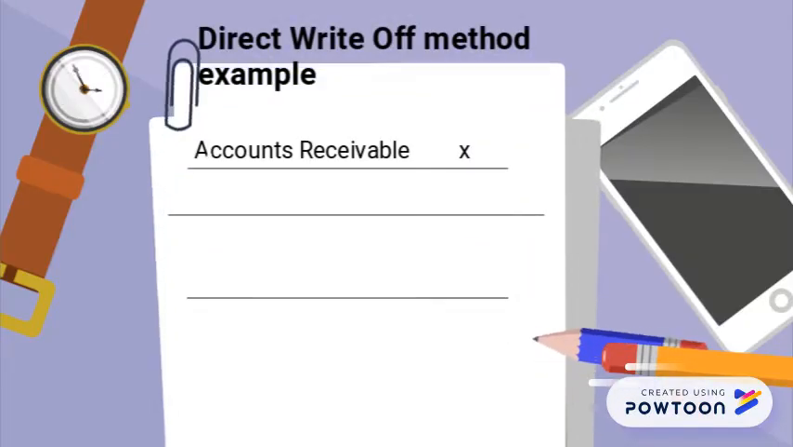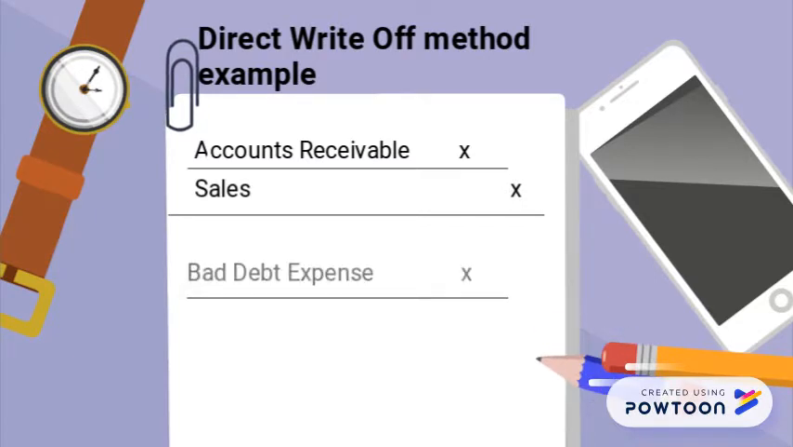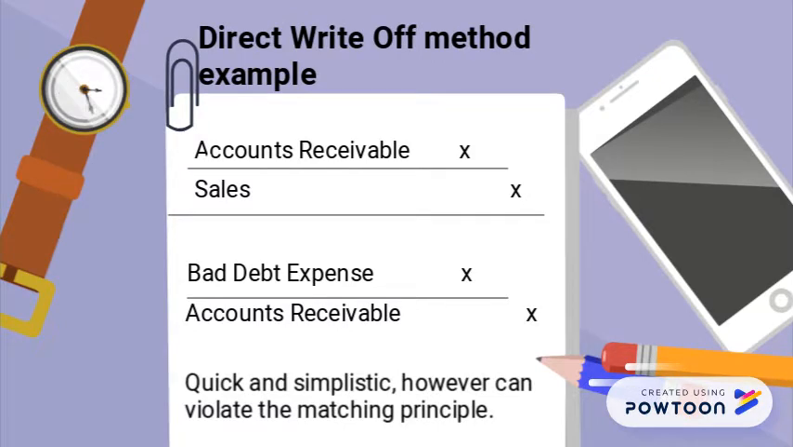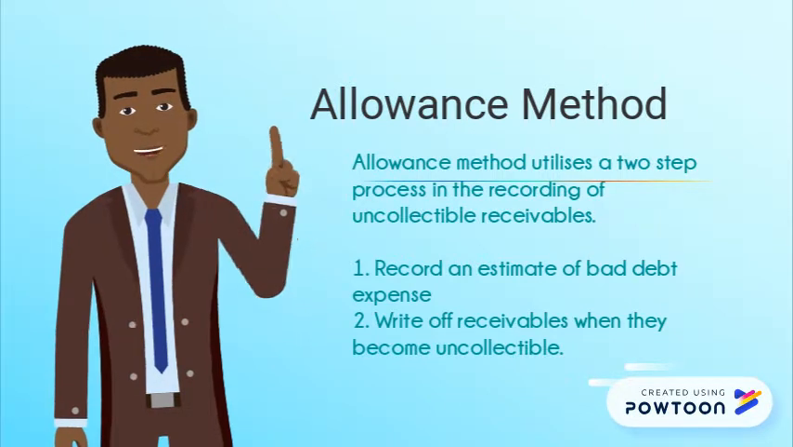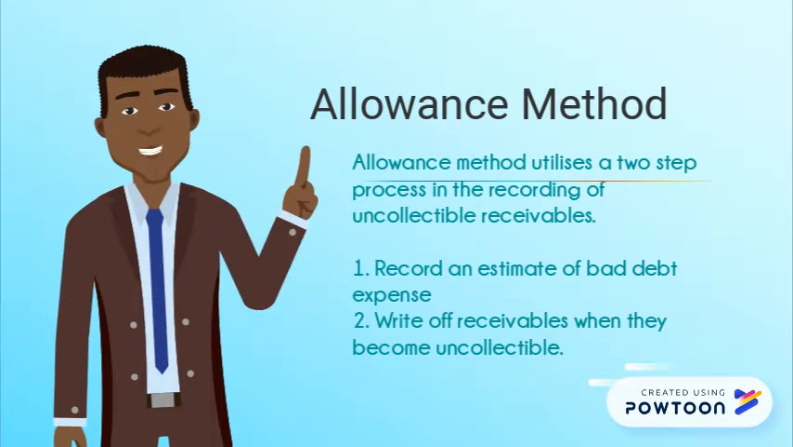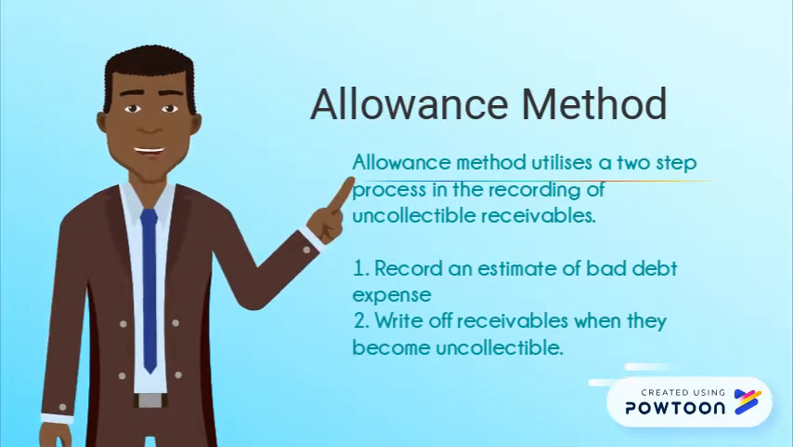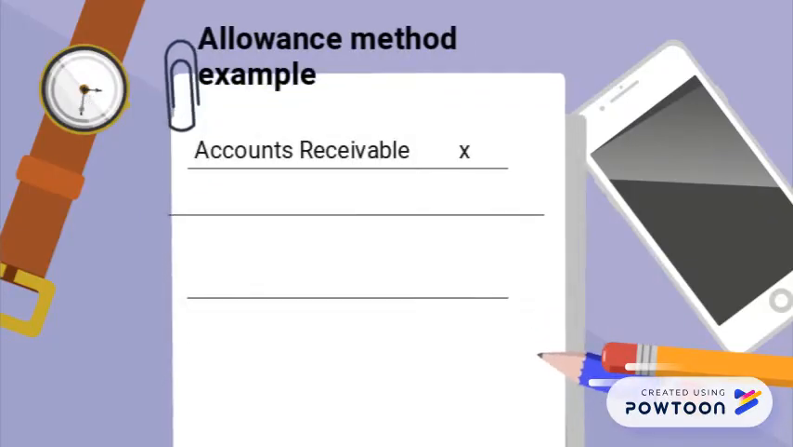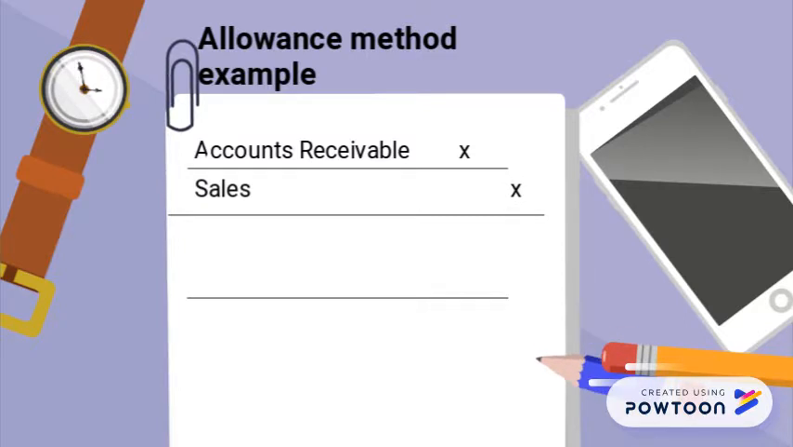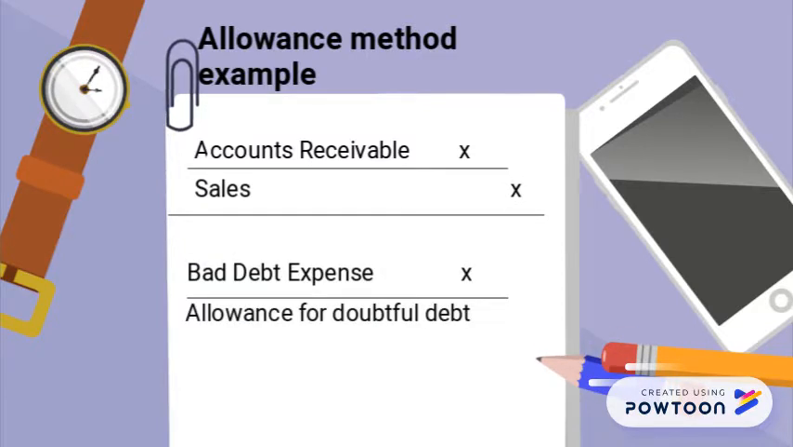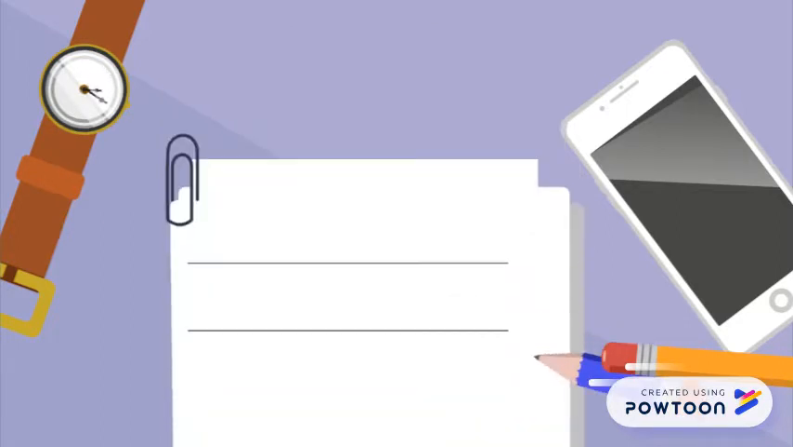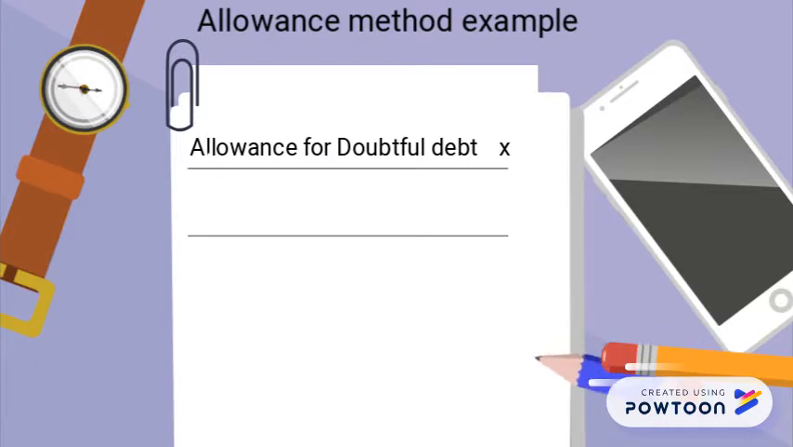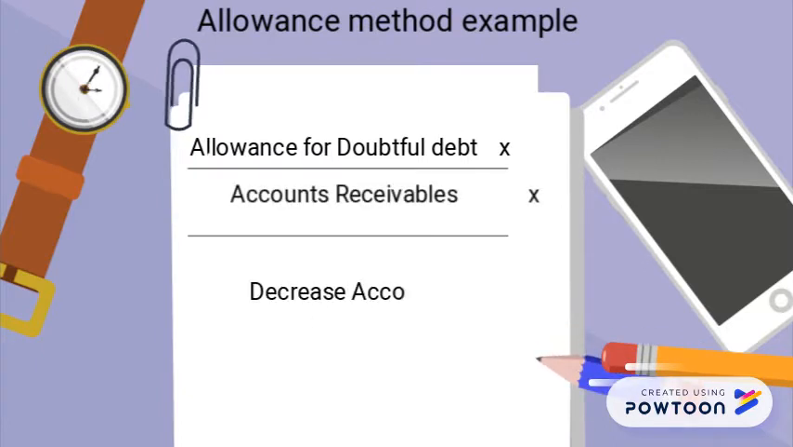The example journal entry highlights the use of bad debt expense to directly write off uncollectible receivables in a quick and simplistic form. The allowance method utilizes a two-step process in recording uncollectible receivables, one to record the estimate of bad debt, and two to write off the receivables when they become uncollectible. The first part of the example highlights the estimating of bad debt expense in the allowance for doubtful debt account in a normal business sale. Here in the second part of the example, it shows the receivables being written off after they are deemed uncollectible.